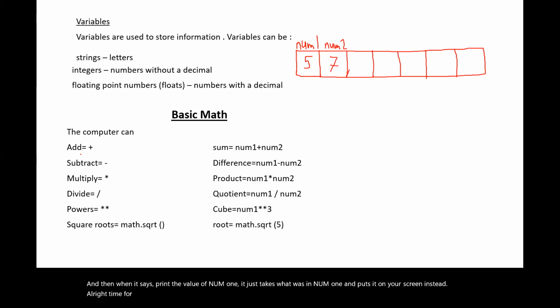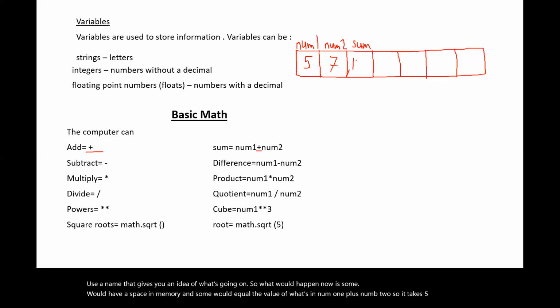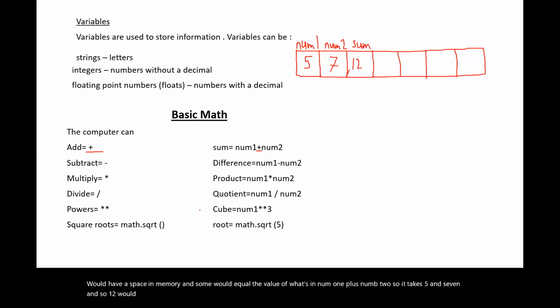All right, time for some basic math. A computer can add. It can take num1 and num2 and add them. We always need somewhere to store it, and the storage goes on the left-hand side. Use a name that gives you an idea of what's going on. So what would happen now is sum would have a space in memory, and sum would equal the value of what's in num1 plus num2, so it would take 5 and 7, and so 12 would be in sum.